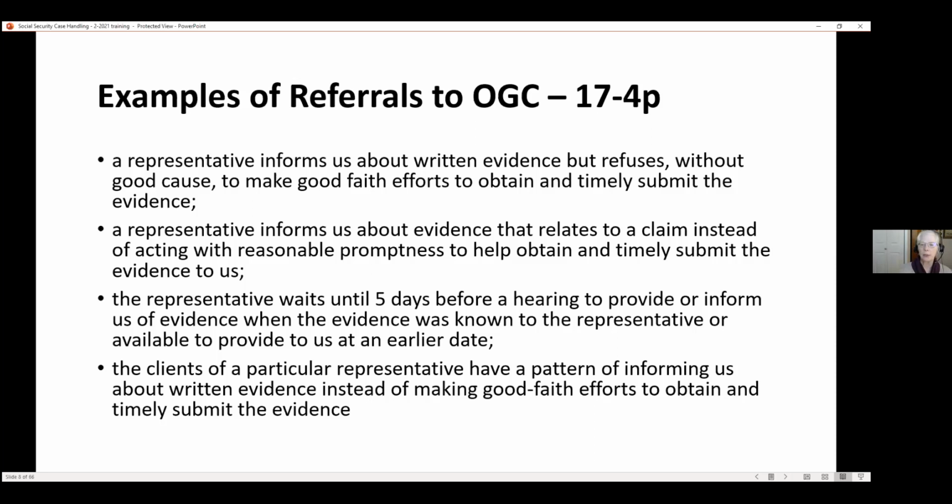If you have a pattern of doing that, if you're the kind of attorney that always waits until the last minute, then they're going to do a referral, try to get you in trouble and try to kick you off of Social Security practice.